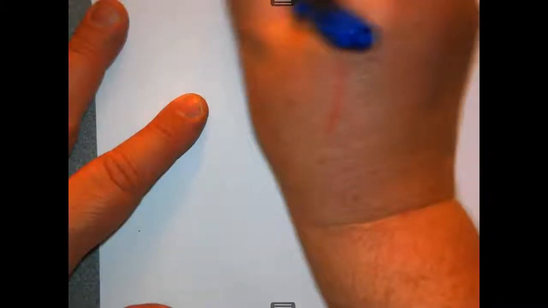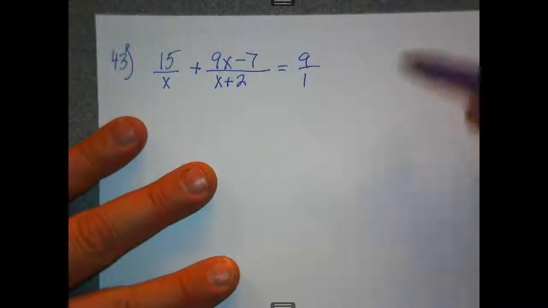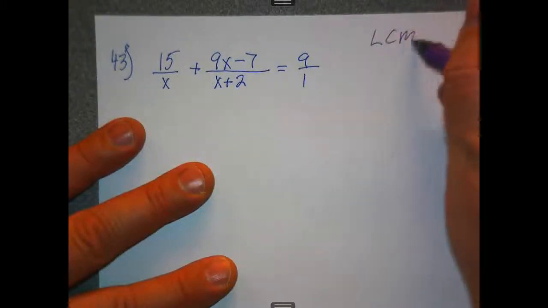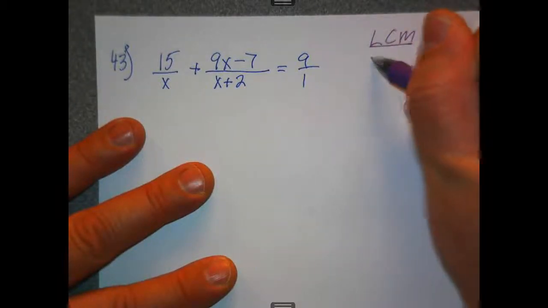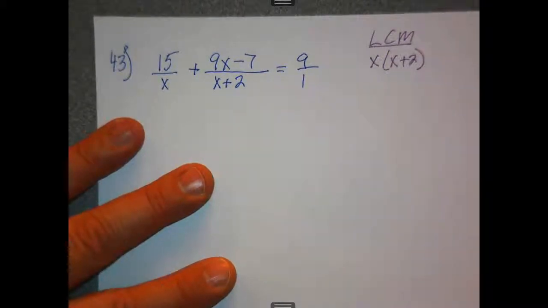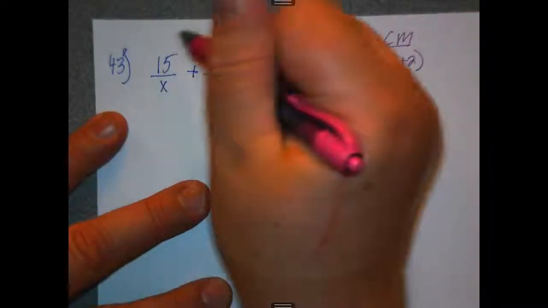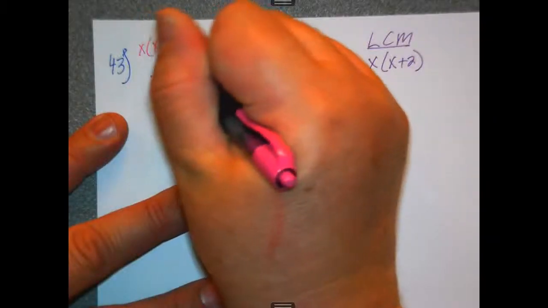It was pretty good. I got to put the 9 over 1. All right. So what's the LCM? That's right. X times X plus 2. Because you multiply the denominators together. Okay, so I'm going to multiply the numerator, every fraction, by X times X plus 2.